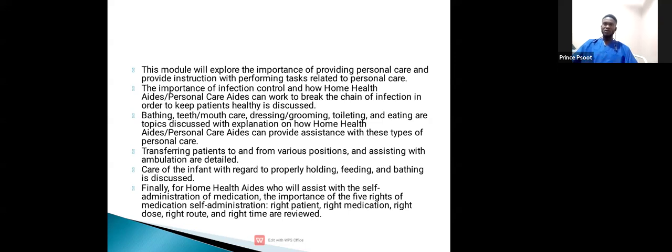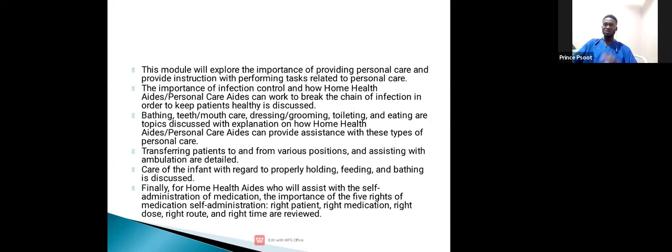Transferring patients to and from various positions and also assisting them with ambulation are also detailed in this module. Care for the infant with regard to proper holding, feeding, and bathing is also discussed. And finally, for home health aides who will assist with self-administration of medications, the importance of the 5 rights of medication self-administration, which are the right patient, right medication, right dose, right route, and the right time, are also reviewed.